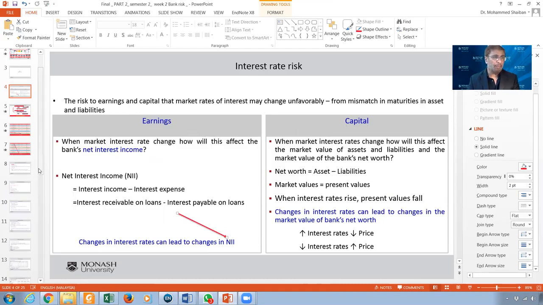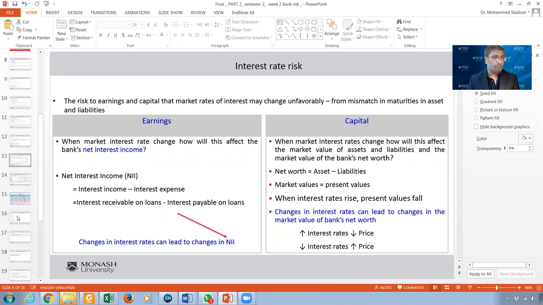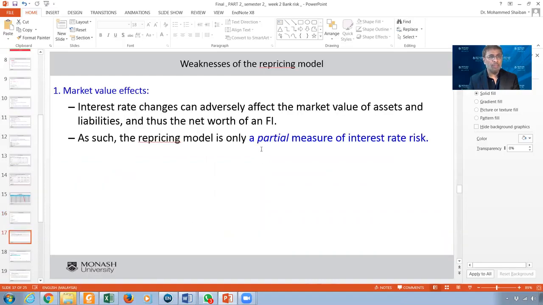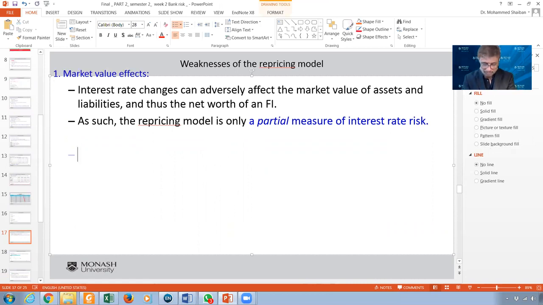Now, what is the other thing? So it's a partial measure of interest income. As such, the repricing model is only a partial measure of interest rate risk, which takes care only of net interest income, or the changes in net interest income.